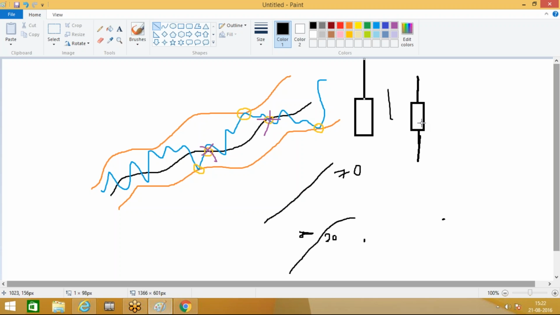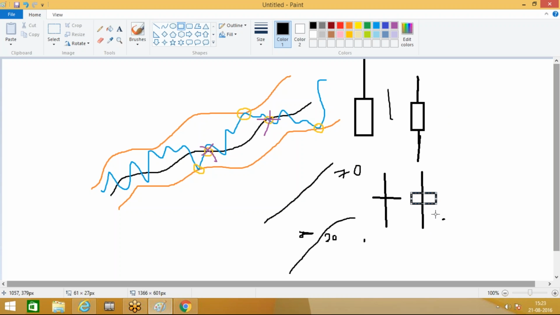The idea behind a spinning top is similar to a doji. So what does a doji say? A doji says that the market is not able to decide the direction. It is going up, it's going down, and finally it is settling at the same level. So a spinning top is similar to a doji. The only difference is, in the case of a doji you'll simply find a flat line like this, while in a spinning top's case, instead of a flat line, you'll find a very small body. That's the only difference.